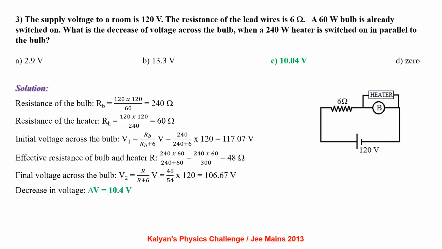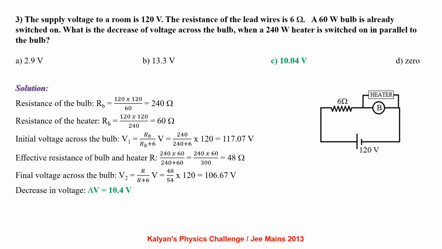The supply voltage to a room is 120 volt. The resistance of the lead wires is 6 ohm. A 60 watt bulb is already switched on. What is the decrease of voltage across the bulb when a 240 watt heater is switched on in parallel to the bulb? Resistance of the bulb Rb equal to V square by P, that is 240 ohm.